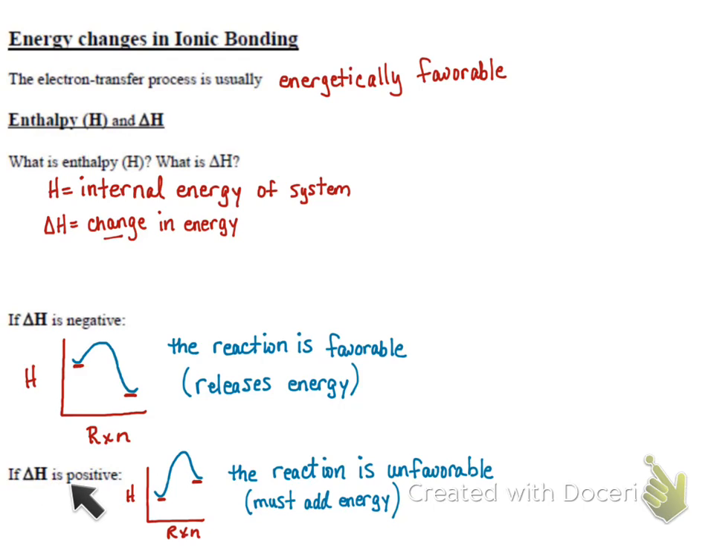If delta H is positive, everything is going to be the opposite. Here's our reaction scheme. It starts out down here. It's going to end up higher. So it's a positive change, positive delta H. This reaction is unfavorable, which means we have to add energy to make it happen. It's not going to happen without additional energy.